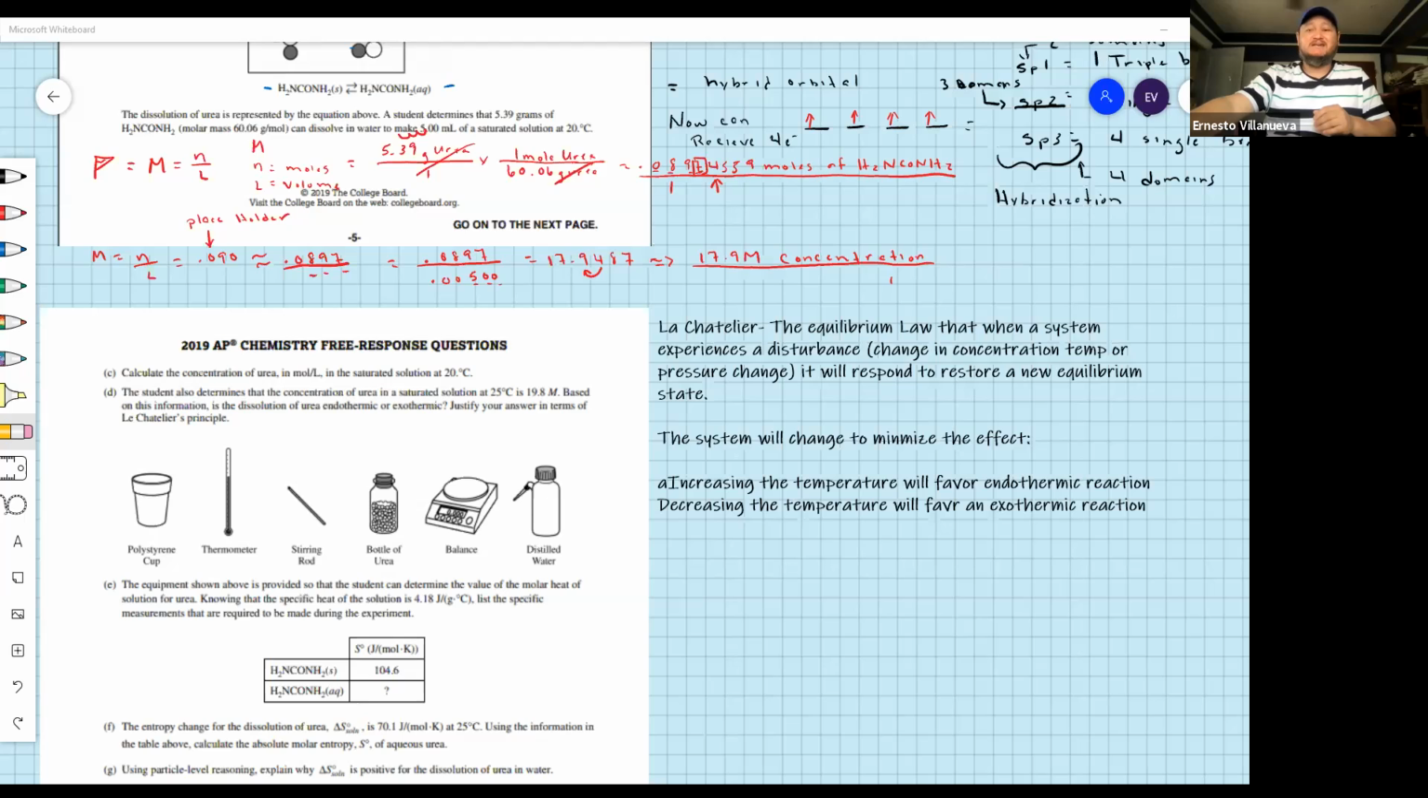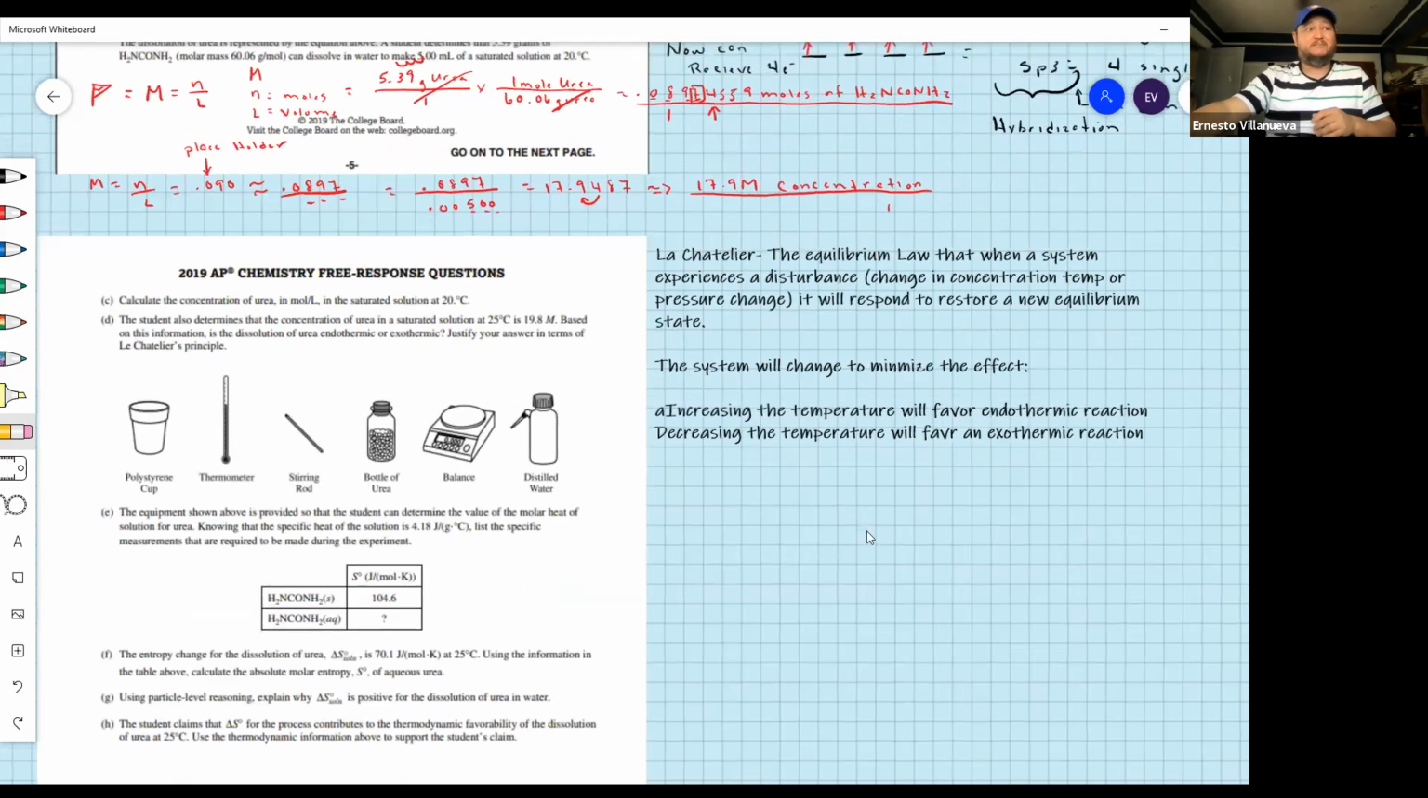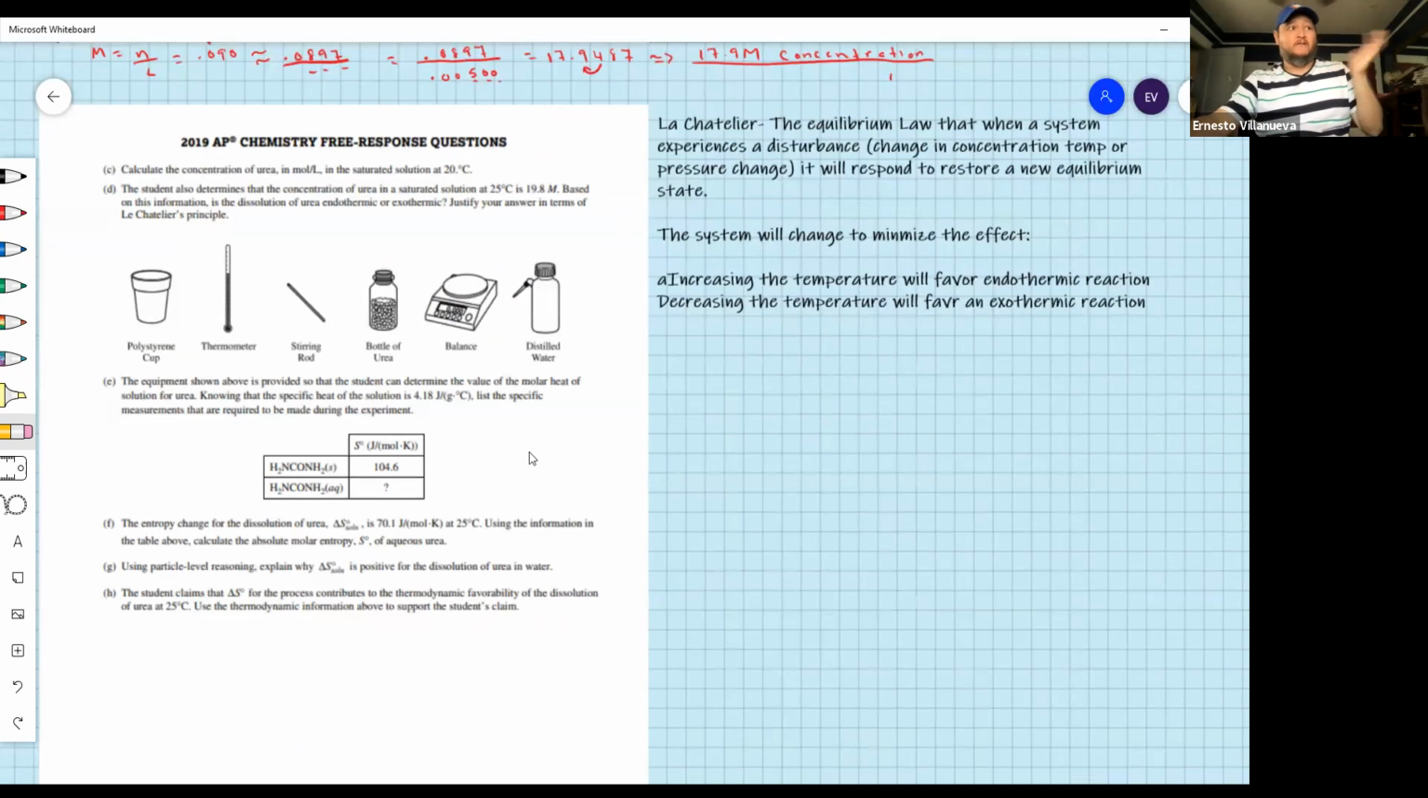Does that kind of make sense? It's kind of like the opposite, right? I know, guys, it's kind of brutal. I know, I get it. Okay, if there's no questions, we're going to move on to the next one.